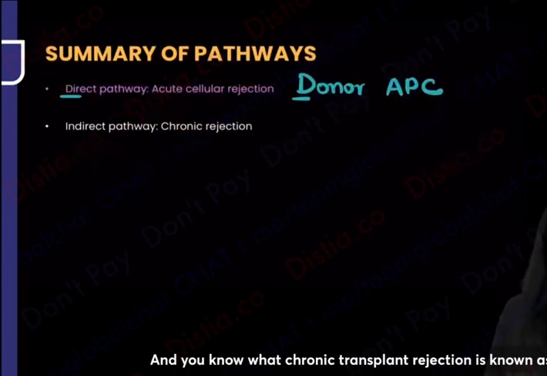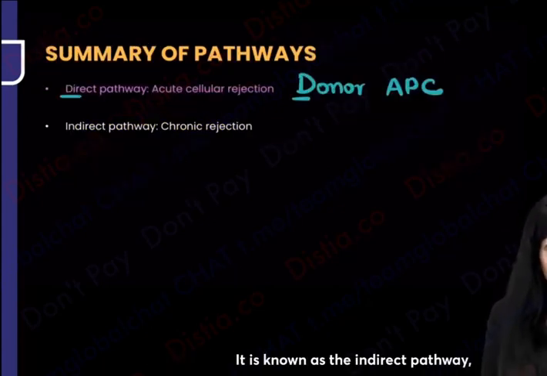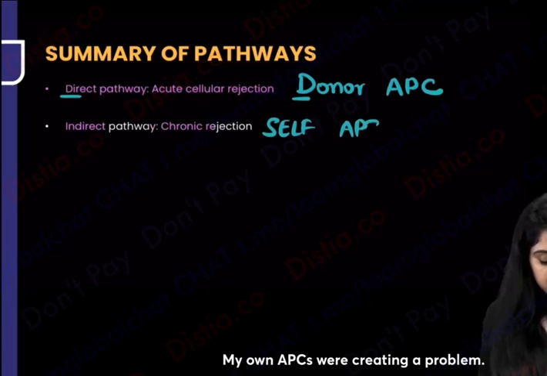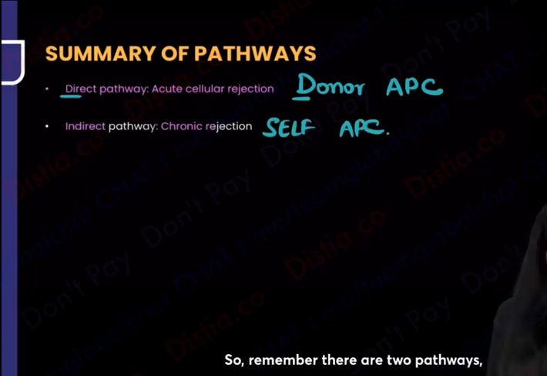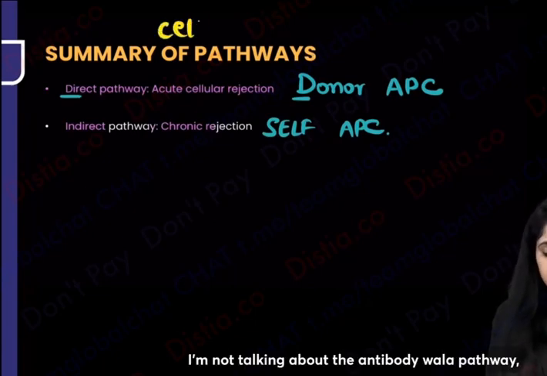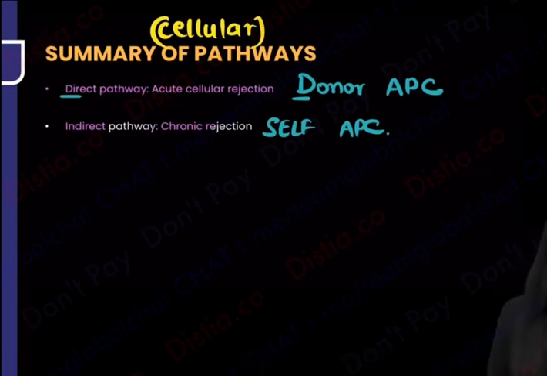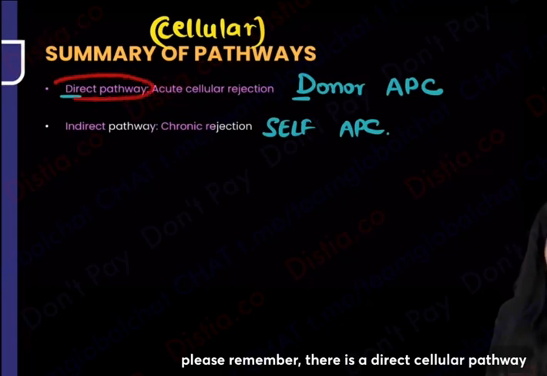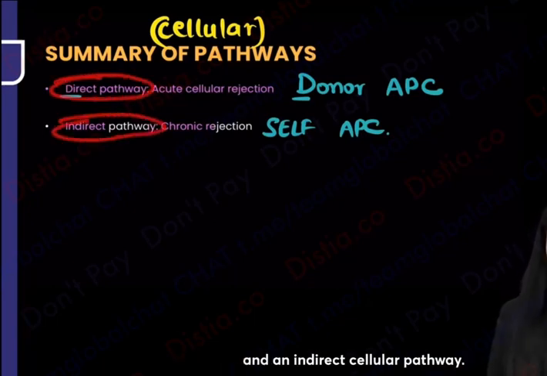And you know what chronic transplant rejection is known as? It is known as the indirect pathway, because whose APCs were creating a problem? My own APCs were creating a problem. So remember, there are two pathways. When I'm talking about cells, I'm not talking about the antibody pathway. I'm talking about the cellular pathway. Whenever I'm talking about the cellular pathway, please remember there is a direct cellular pathway and an indirect cellular pathway.